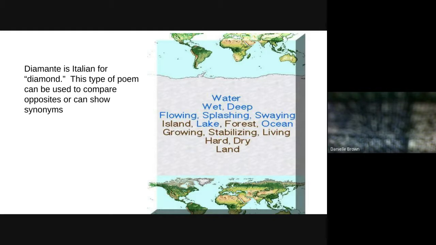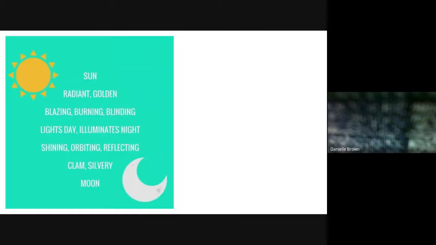So this is talking about how water and land are two different things. Okay, but it's kind of cool how in the middle of the poem, the two things come together, even though they are so different. Okay, let's look at another one. This one is comparing opposites again. This one is comparing the sun and the moon. So this one says sun, radiant, golden, blazing, burning, blinding, lights day, illuminates night, shining, orbiting, reflecting, calm, silvery, moon.